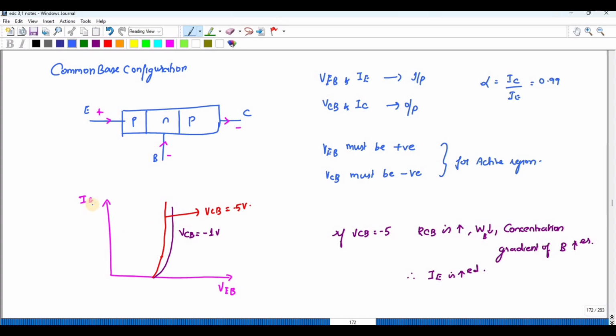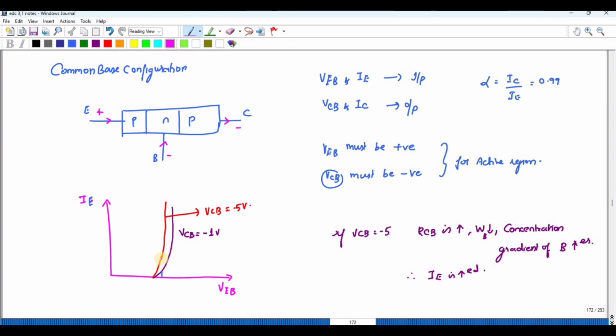So let us discuss the input characteristics. The input characteristics is between IE versus VEB, and you have to change the value of VCB. If VCB is -1 volt, you will get some value of current for this value of VEB. Suppose VCB is increased to -5 volt, that means you are increasing the reverse bias.